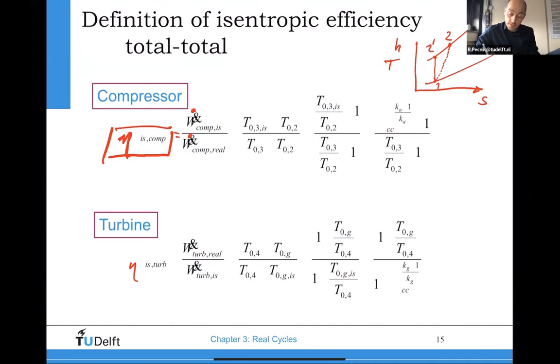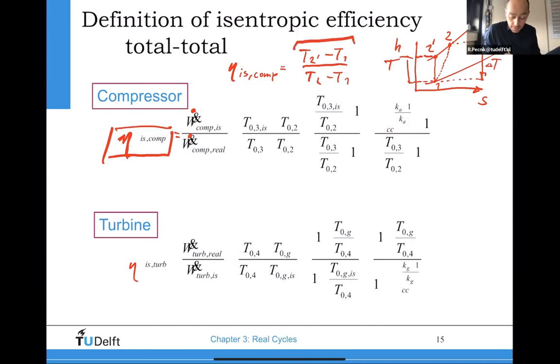If you have an ideal gas, you can cancel out the Cp, assuming Cp is constant. Then the isentropic efficiency of a compressor is nothing else than T2 prime minus T1 divided by T2 minus T1. You can see the temperature difference between 1 and 2 is much larger than the temperature difference for an isentropic compression, this one here. So the efficiency can never be larger than 1, which means you always take the lower temperature difference first: T2 prime minus T1 divided by T2 minus T1. So this efficiency is always smaller than one.